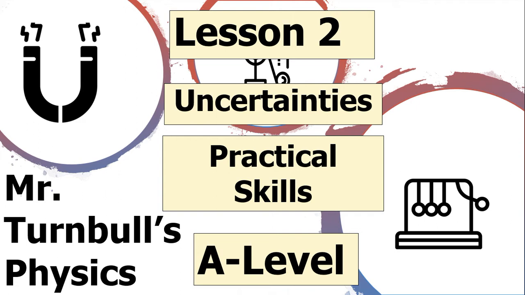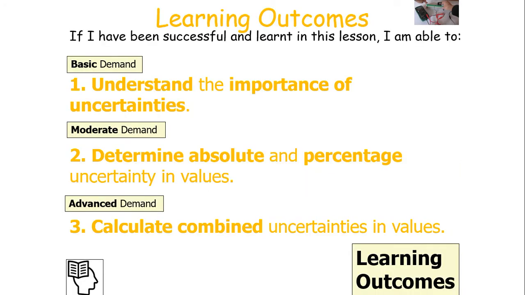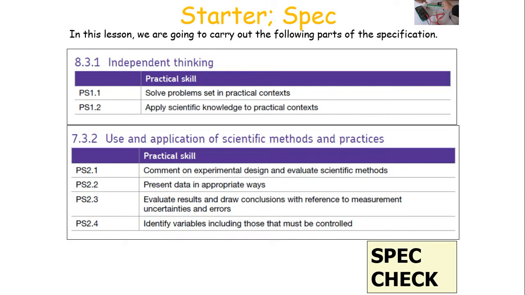In today's lesson, we're going to look at what uncertainties are and understand why we have uncertainties in experimental values. If we're successful, we will understand the importance of uncertainties, we can determine the absolute and the percentage uncertainties in values, and then finally we can calculate combined uncertainties in values, which falls into the following part of the A-Level AQA Physics specification.